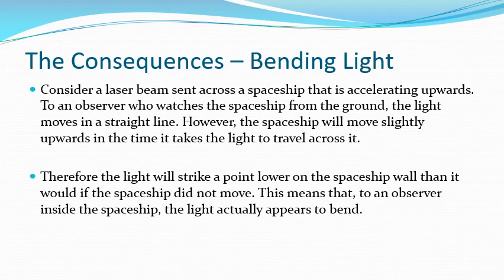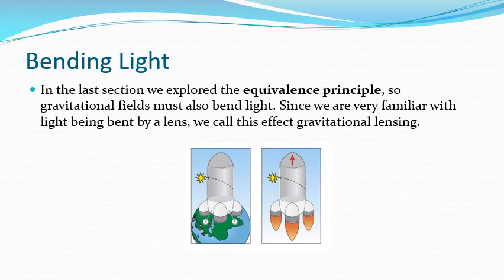Okay, so this is explaining our beam of light sent across the spaceship accelerating upwards. For the observer watching the spaceship from the ground, the light moves in a straight line. However, the spaceship will move slightly upwards in the time that it takes. So therefore it's going to strike a point lower on the wall than if the spaceship did not move. And so to this observer, it's going to appear that the light is bending and following that curved path that we saw.